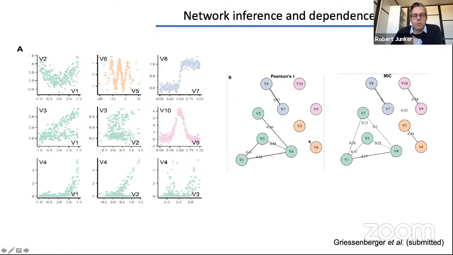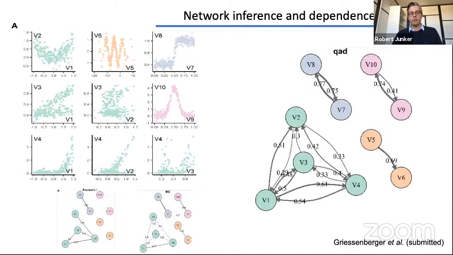The same would be true for Spearman, which is more commonly used in network inference. But obviously there is some information missing in these networks. When we use MIC, the maximal information coefficient, now you see all of the relationships are found. So we see that this is much better and much better informing about the real dependencies in this system. But if we use QAD to infer the network structure, we get even more information.